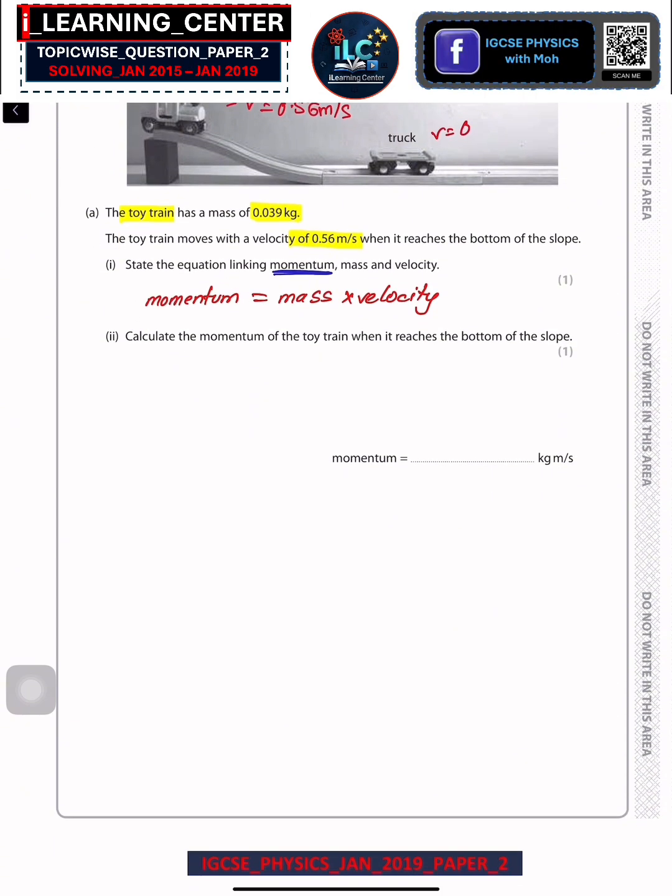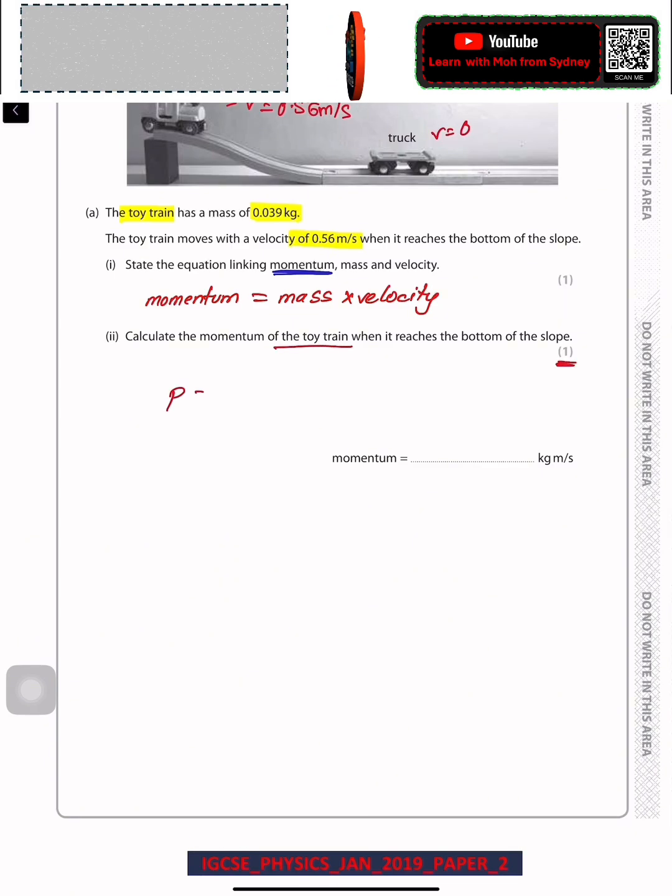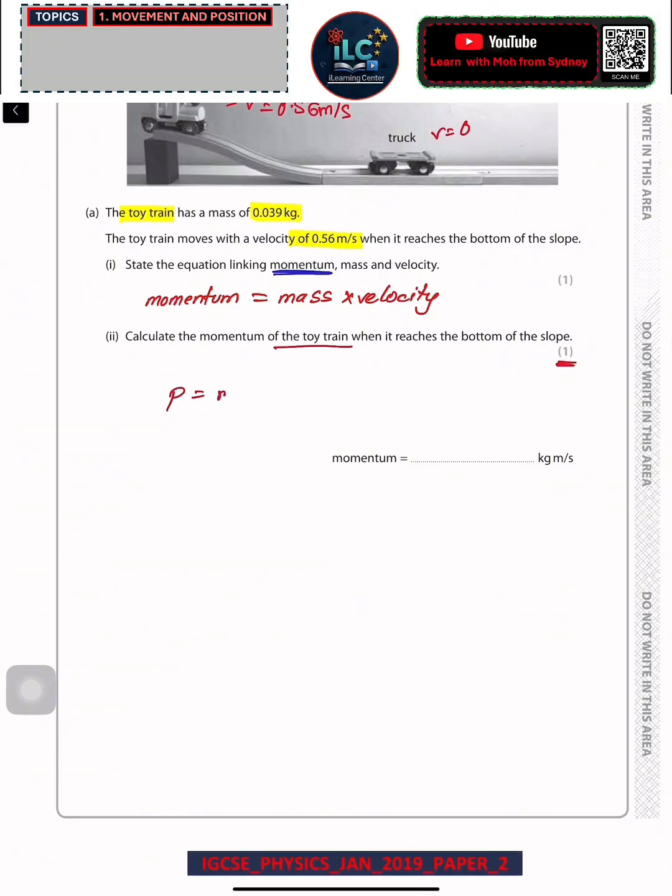Okay, now calculate the momentum of the toy train. Remember, it's only 1 mark, that means it has to be very simple. So I can just say that momentum is equal to mass times velocity. I just mentioned the above line.